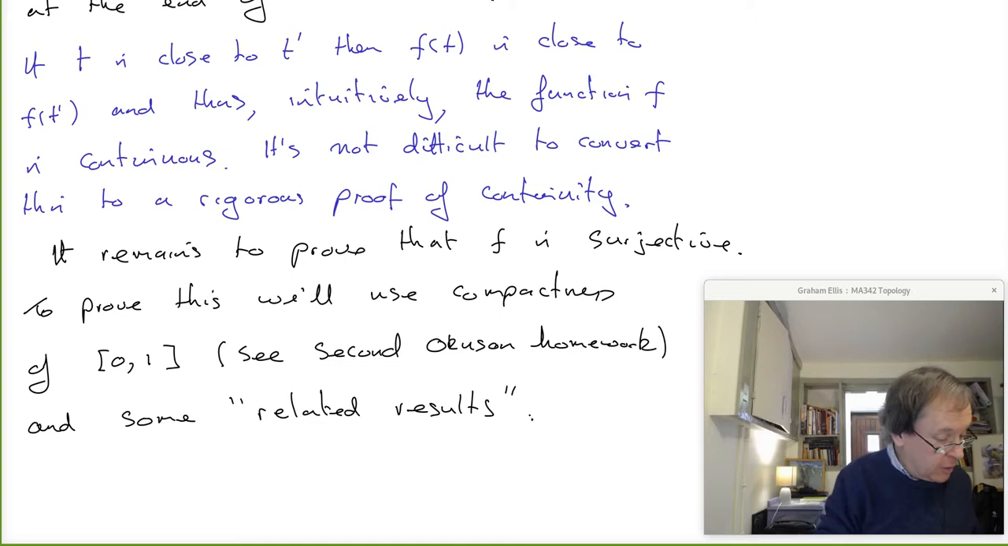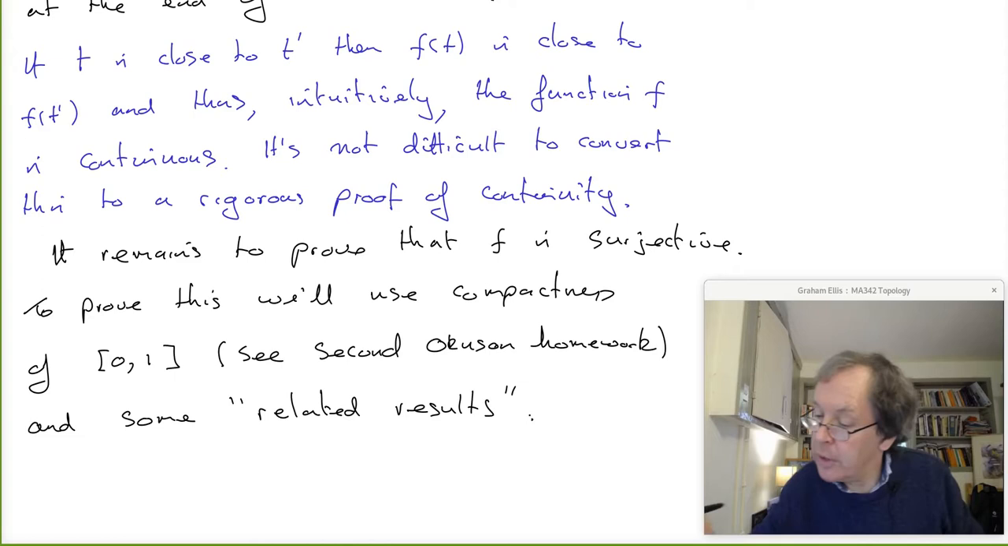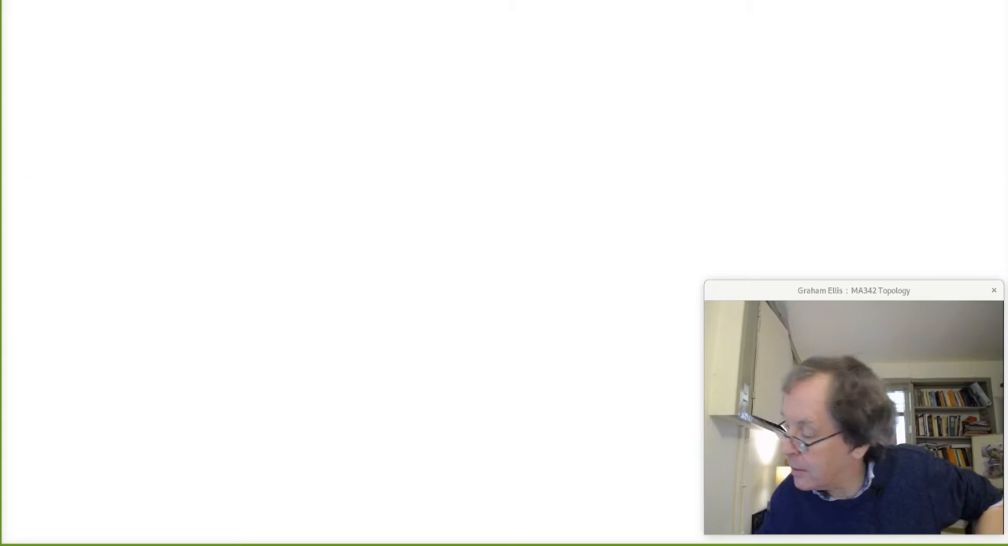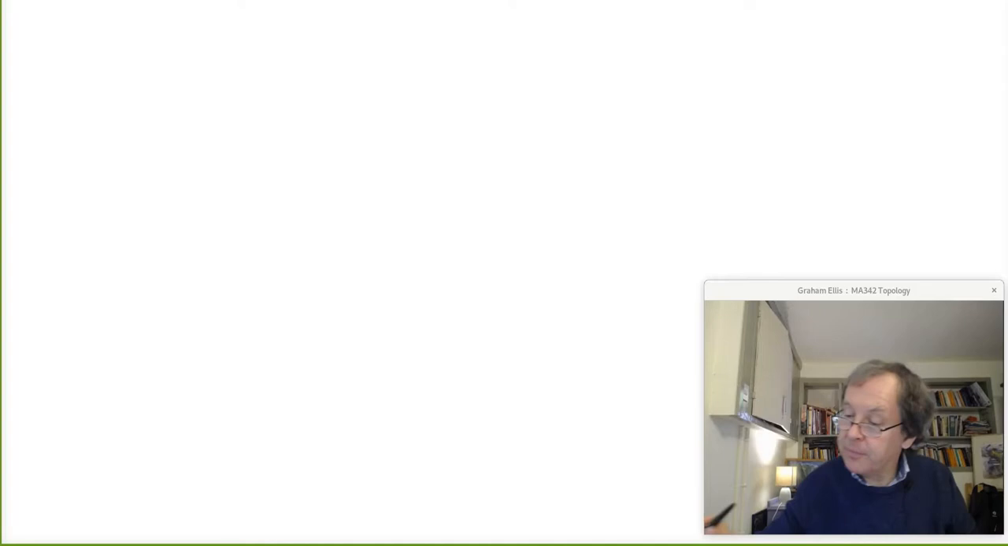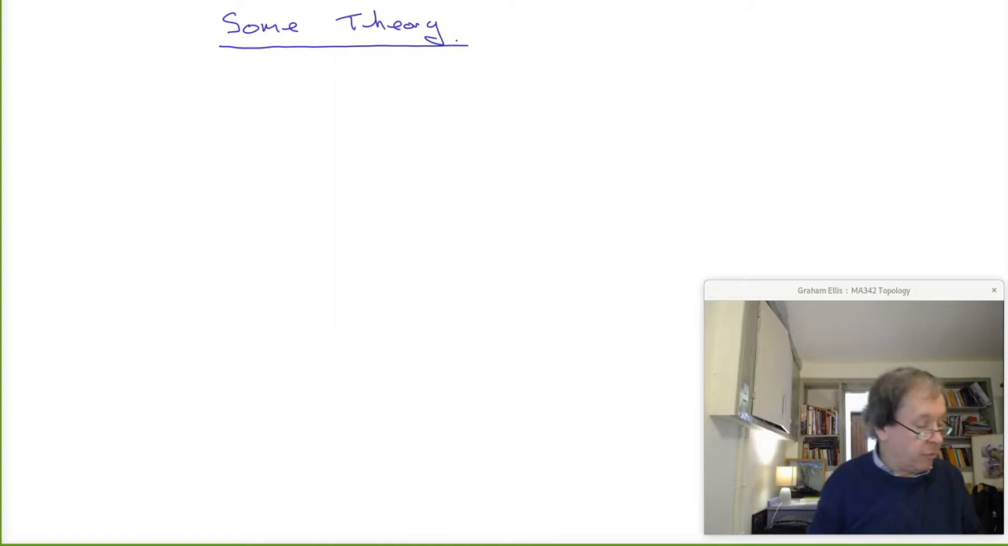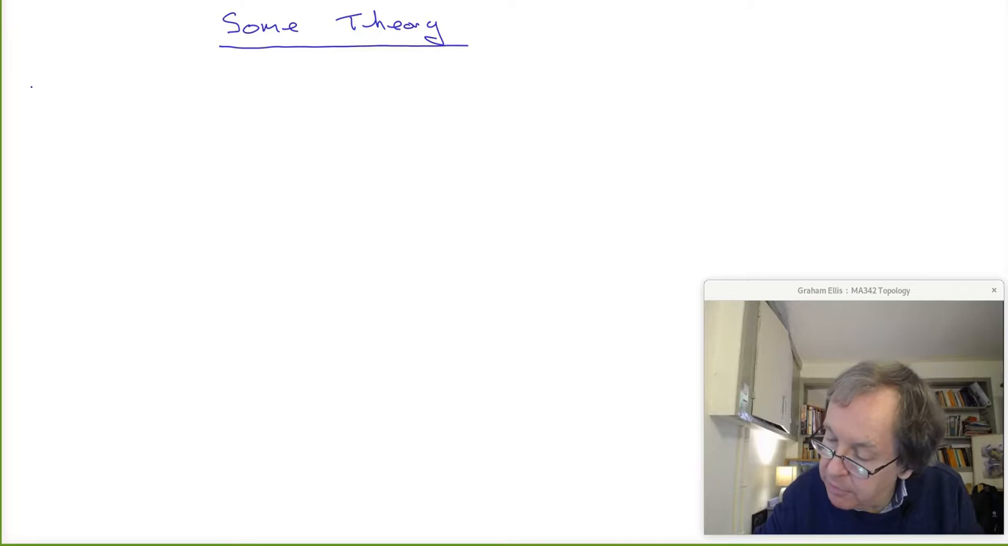Okay. So what I'm going to do now is talk about some related results, which initially won't seem particularly related to what I've been talking about, but eventually the link should be transparent enough. So some theory, which we need in order to prove that this function f of Peano is surjective. Well, theory often involves definition, so I'm going to start out with yet another definition. But it's a very basic definition, so any course would include it anyway.